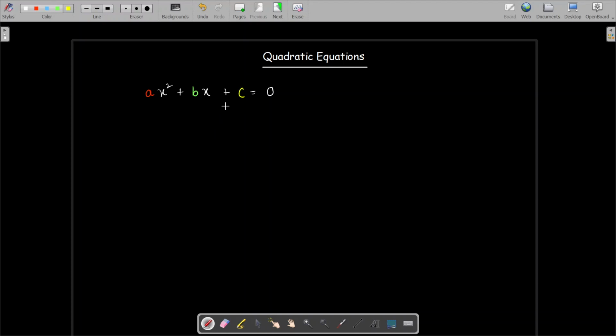So this is an equation in one variable where the degree of the variable is 2. If the degree of the variable has to be 2, then a cannot be equal to 0. And this is also known as the standard form of a quadratic equation. Let's look at some examples.